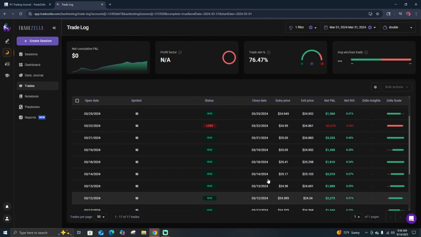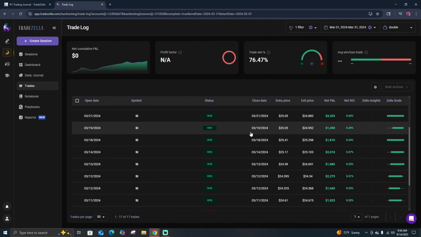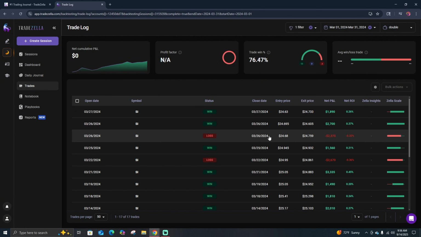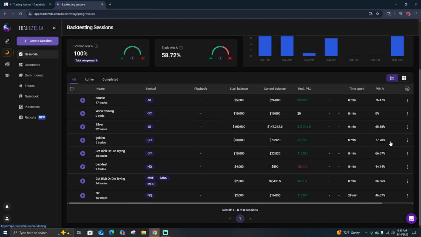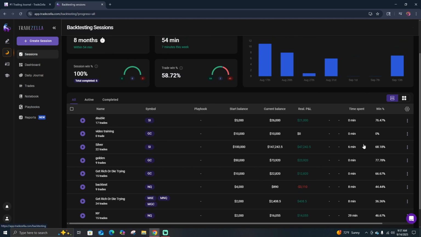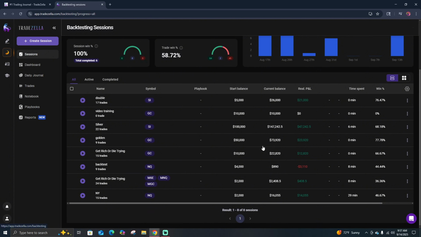Let me show y'all the results real quick. Y'all see this win streak, bro? Crazy. I literally went through all the trades with you guys. Let's go here real quick. 76% win rate. This was a 68% win rate, 77% win rate, 66% win rate. And this is all the same strategy, the same exact thing that I just implemented in a video.